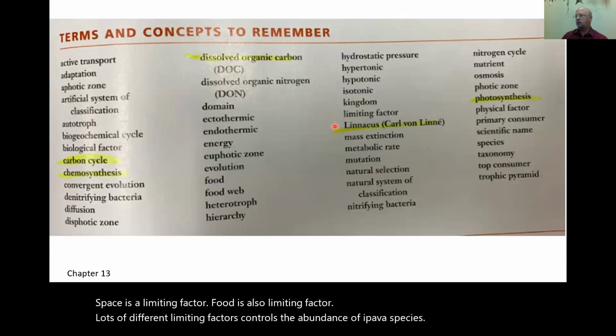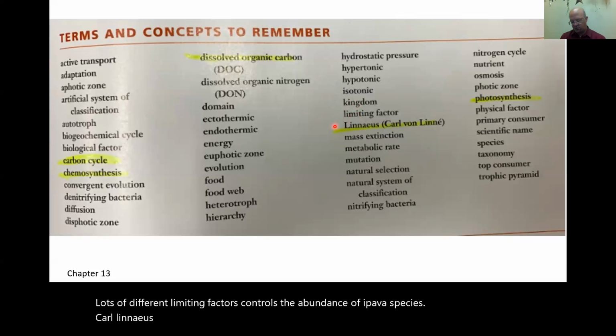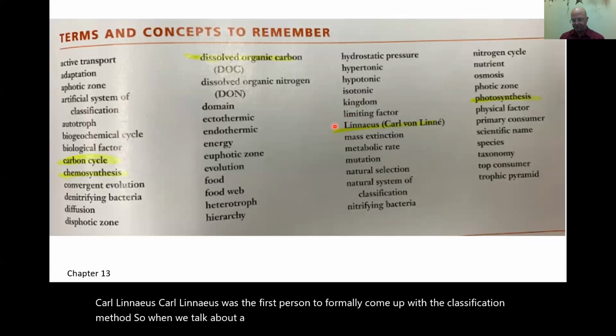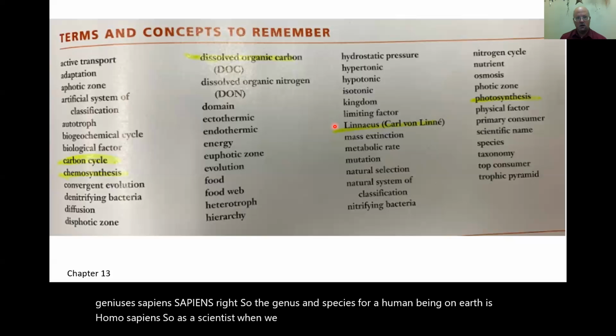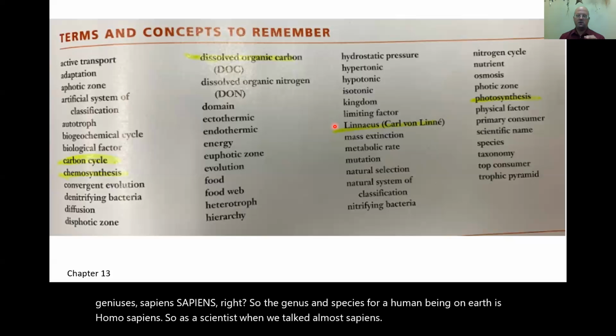Carl Linnaeus. Linnaeus was the first person to formally come up with the classification method. So when we talk about a species, humans, for example, our genus is Homo, H-O-M-O. Our species is sapiens, S-A-P-I-E-N-S, right? So the genus and species for a human being on Earth is Homo sapiens. So as a scientist, when we talk about Homo sapiens, we're talking about a very specific species.